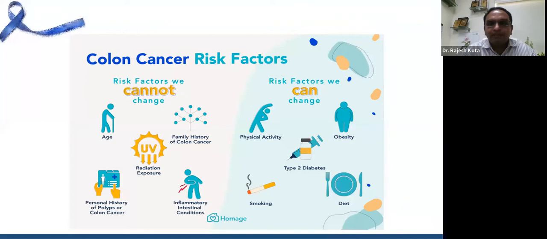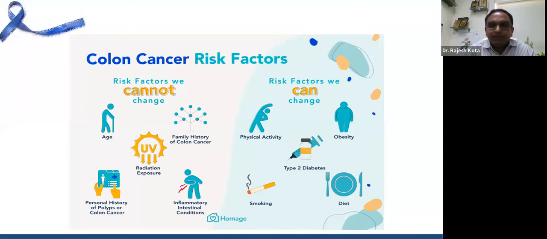As I said, the average risk of getting colon cancer is 1 in 20. The risk gets doubled or tripled if you have a family history of colon cancer. We cannot change our family history. The other risk factor that cannot be changed is age.